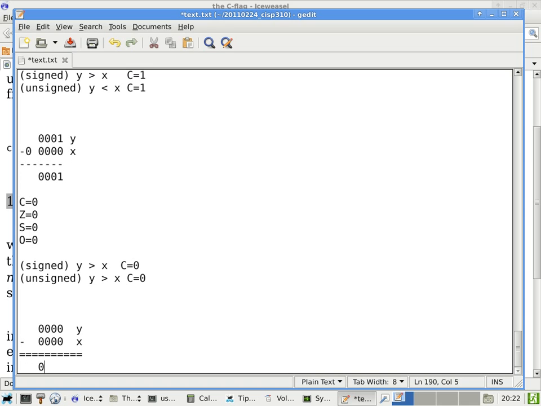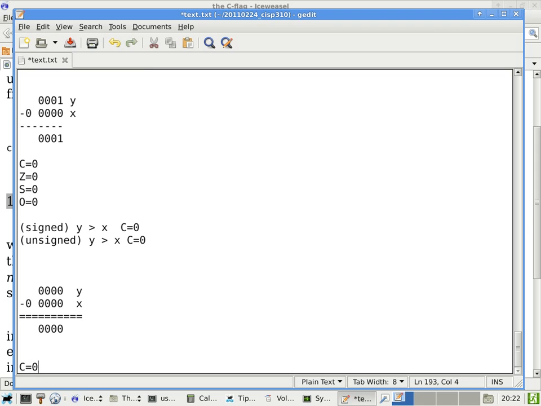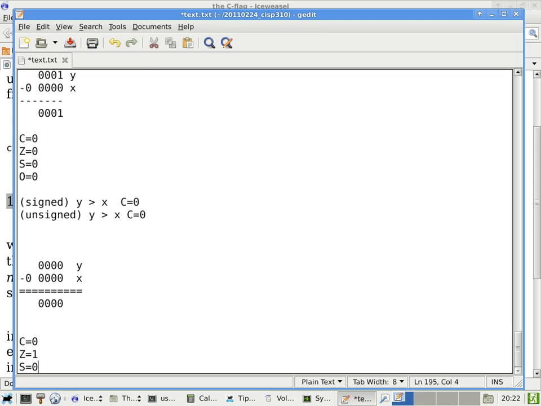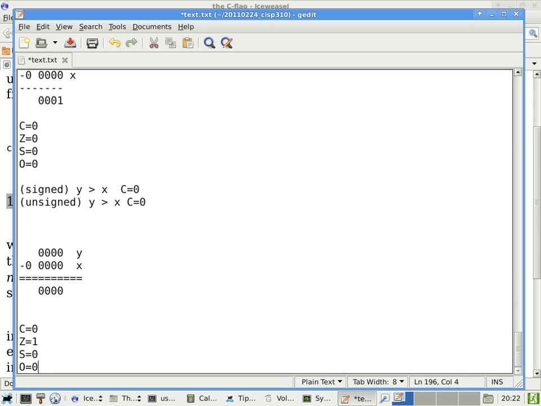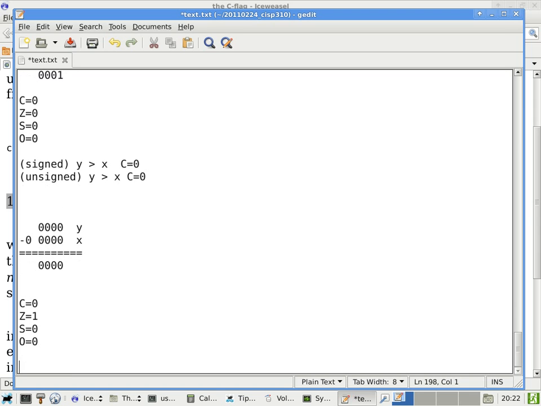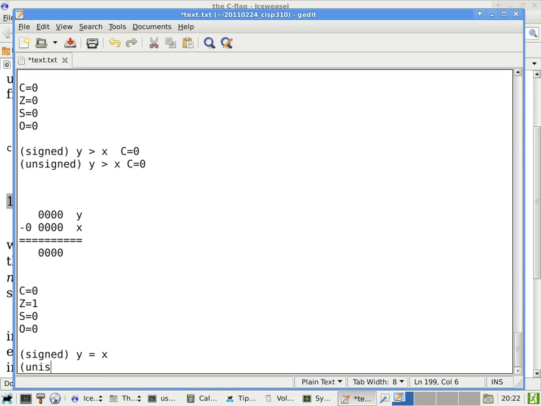Okay. And the overall borrow is a 0. So we have C equals 0, S equals 0, and O equals 0 in this case. And we have, in the signed interpretation, y equals x, and using the unsigned interpretation, y equals x too. Now, but the question is, when the carry flag is a 1, does it tell me something?